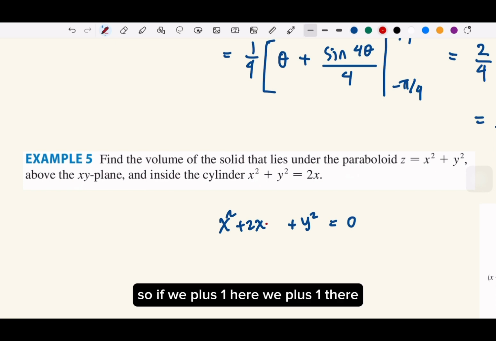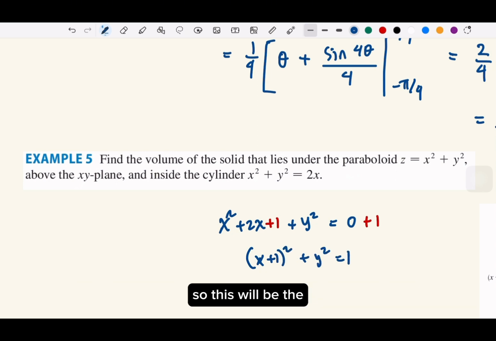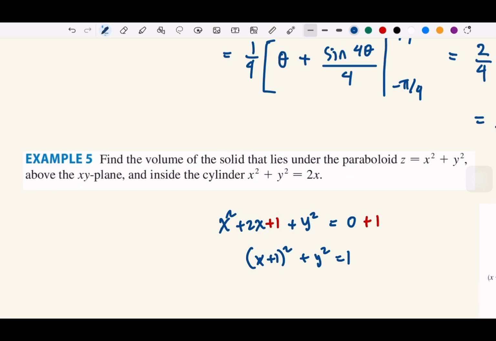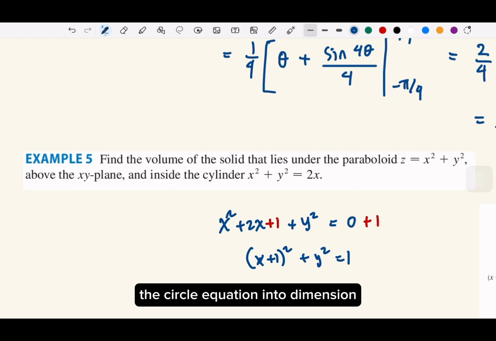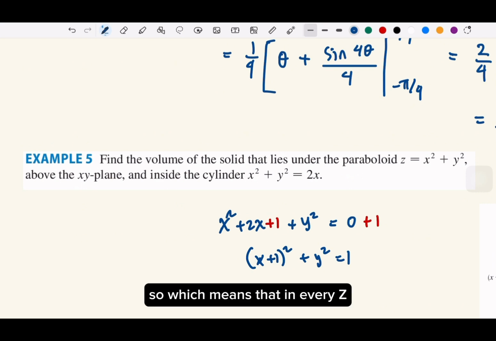So if we plus 1 here, we plus 1 there. So this will be (x+1)^2 + y^2 = 1. So this will be the circle equation for the cylinder, right? Remember that cylinder means the circle equation in 3 dimensions, which means that in every z, we always have a circle.